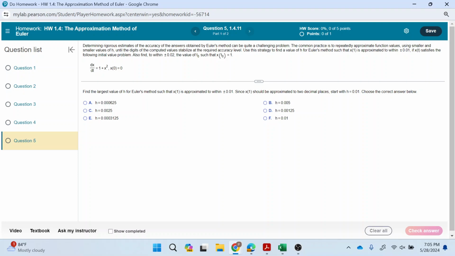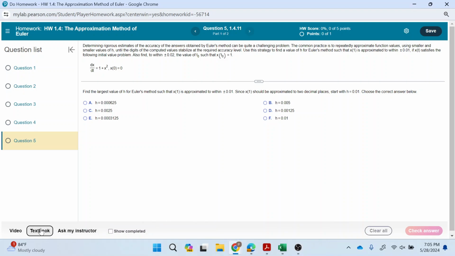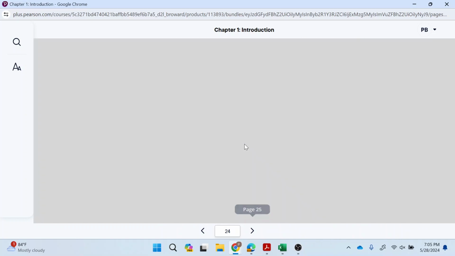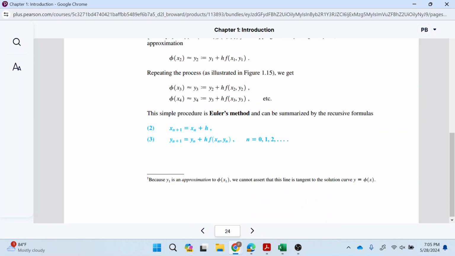But for that, our answer is supposed to be within a 0.01 range. So first of all, to do this problem, we have to understand Euler's method. If you click in your textbook, you're going to find a detailed explanation of Euler's method. I strongly recommend you read this or watch the video. And this is the formula you have to use for finding the points and the value of x. Remember, this is in terms of x and y, but our problem is in terms of x and t.